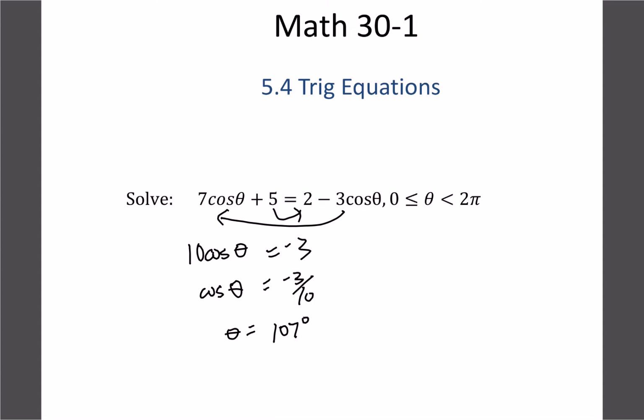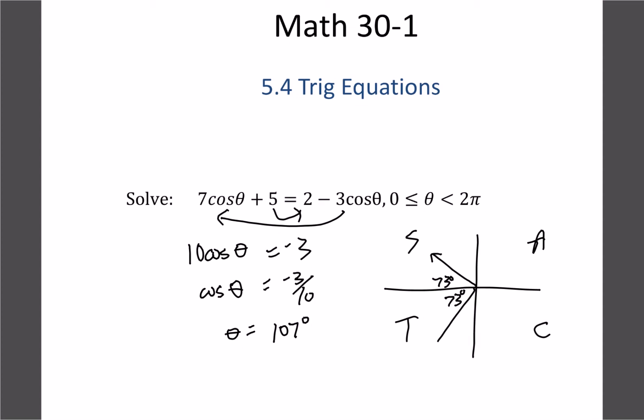So remember then, once we have our one solution, we would take our CAST rule, because we have to find both solutions from 0 to 2 pi. So 107 degrees would be somewhere over there. That would give us 73 degrees as our reference angle. So where else is cosine going to be negative? Down in this quadrant.